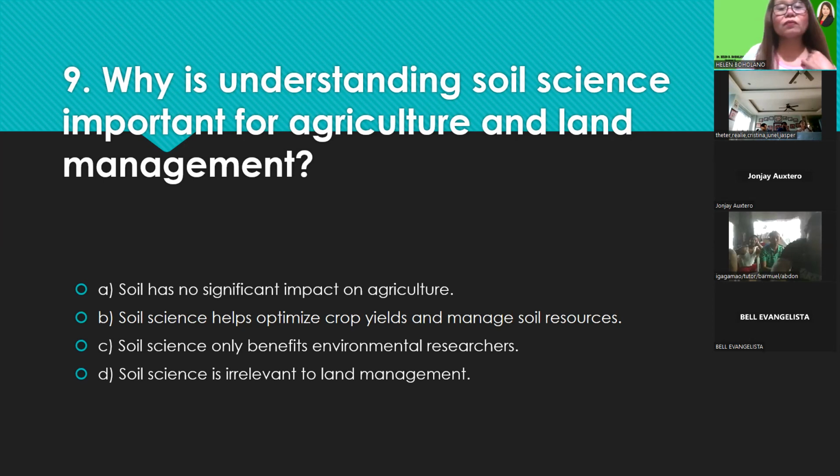Okay, let's check. So, most of you answered B. Let's check if everybody answered B. Yes, all of you answered B. Correct, congratulations. Why is understanding soil science important for agriculture and land management? Because it helps optimize crop yields and manage soil resources.